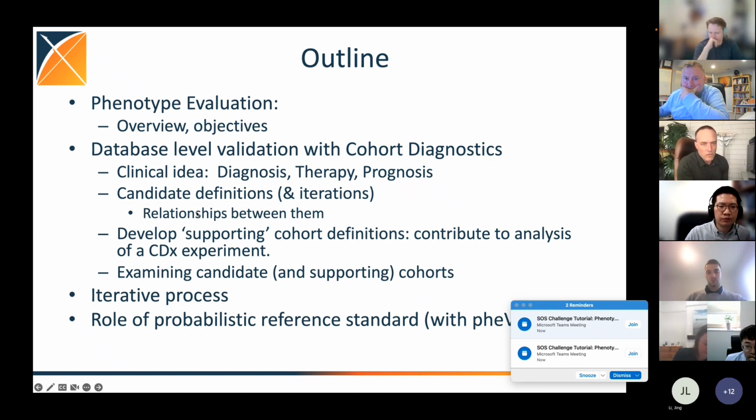So we'll look to give that overview. We'll talk about database level validation with cohort diagnostics, again with the easiest base case being the urinary tract infection phenotype, and then the aortic aneurysm and dissection. I think there's a role for discussing how some supporting cohort definitions can contribute to your analysis of a cohort diagnostics experiment. And we'll touch on the role of the probabilistic reference standard with PheValuator, although we don't have any PheValuator results at this point.